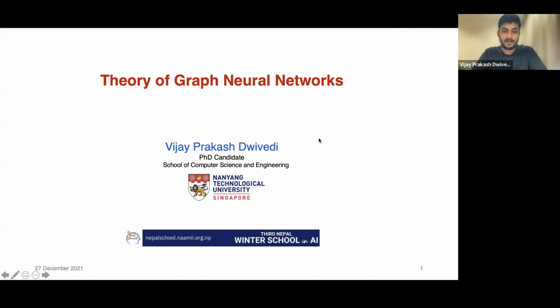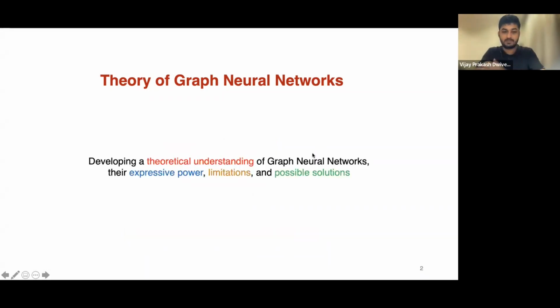So this second session will be a theory on graph neural networks. The objective of this session is to develop a theoretical understanding of graph neural networks. What is its expressive power? What are the limitations? And what are the possible solutions or the direction towards possible solutions? So I'll start now with this session.